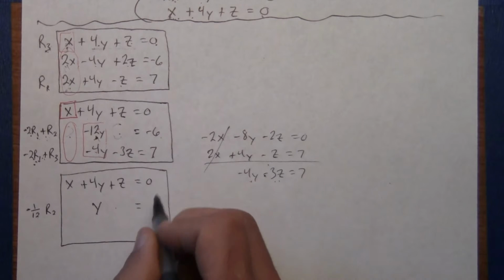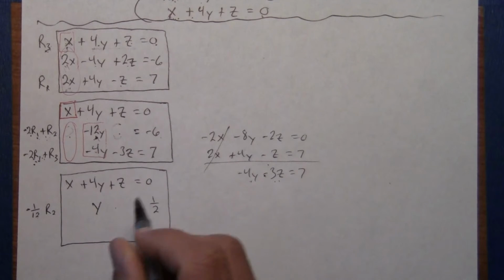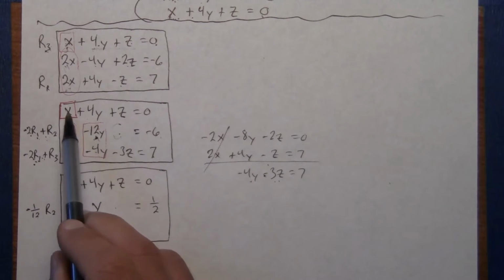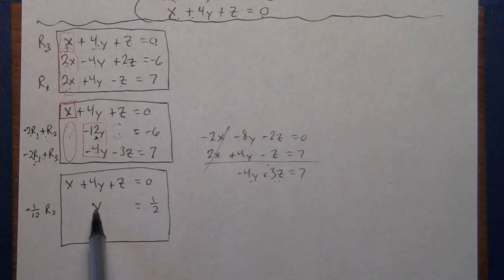Equals negative 1/12 will give me positive 1/2. And now you've accomplished the goal. You've got the 1x, you've now diagonally got the 1y, and then of course the goal will be to get to 1z. Now I'm just going to leave the third equation alone.